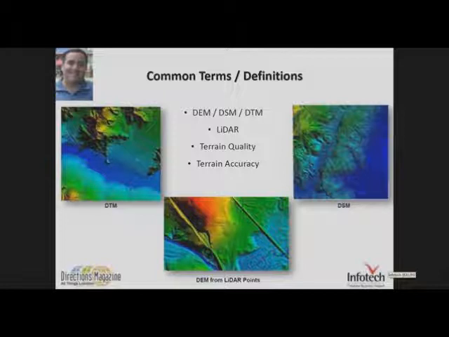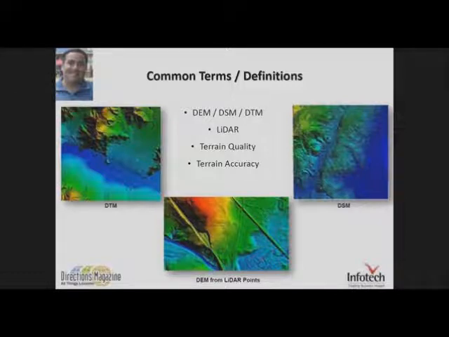Variations of the DEM based on the features that are represented are a digital terrain model, or DTM, and a digital surface model, or DSM. A DTM is an elevation model of the bare Earth representing only the terrain and physical features of the Earth's surface. These models do not include elevation of above-ground features such as vegetation, like tall trees, and man-made structures, such as buildings, towers, and overpasses.